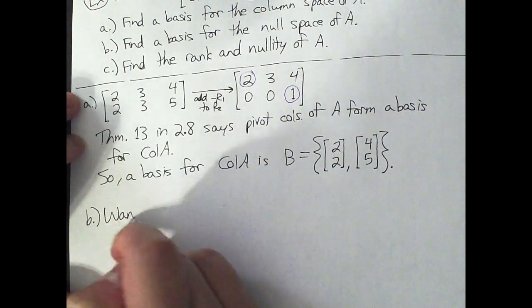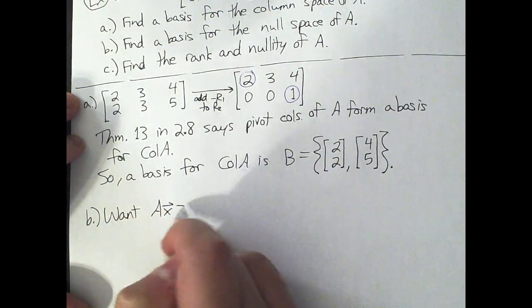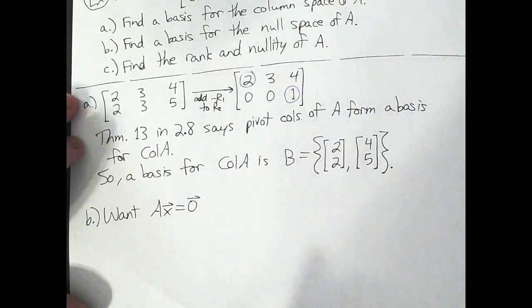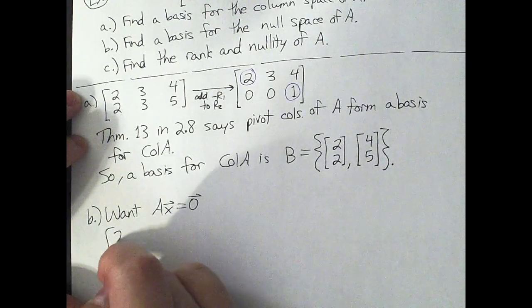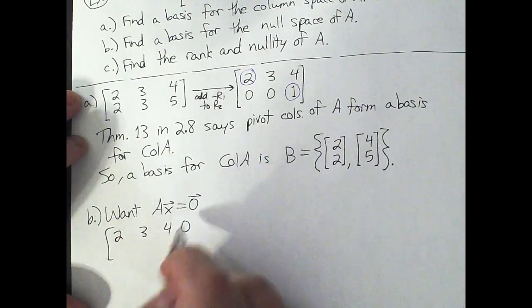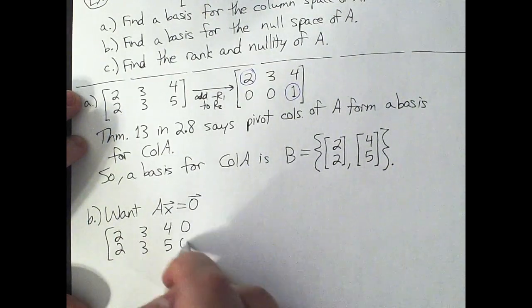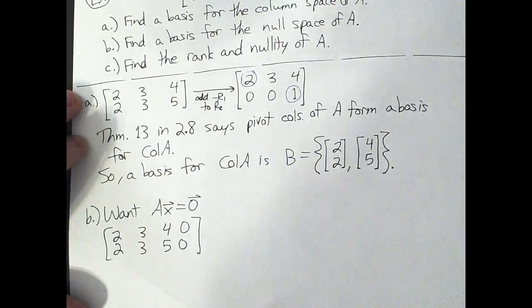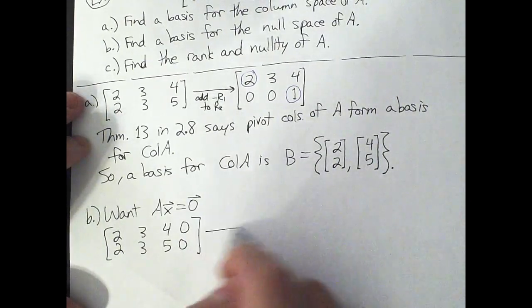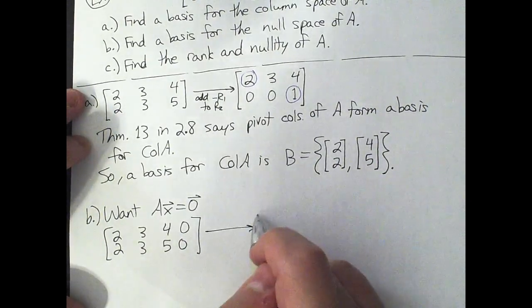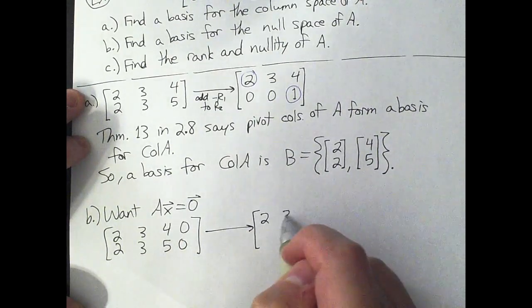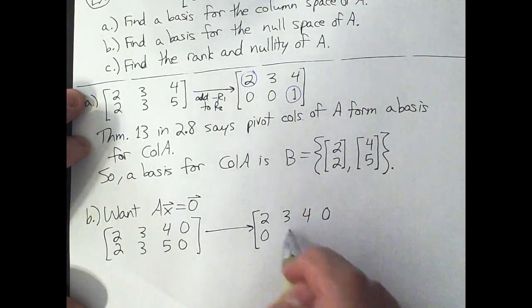So for null space, we want AX equals 0. So this time, if I set up row reduction, I'm going to add the right-hand side as zeros. So 2, 3, 4, 0, 2, 3, 5, 0, and do row reduction on this. So I did row reduction. I got 2, 3, 4, 0, 0, 0, 1, 0.